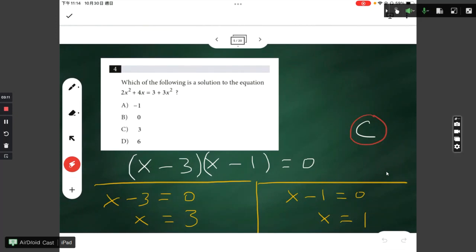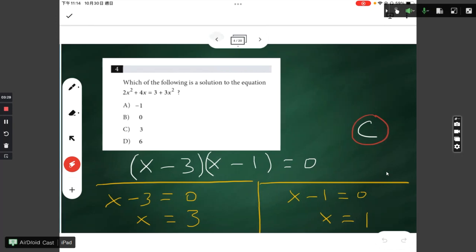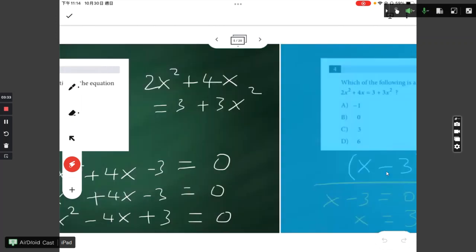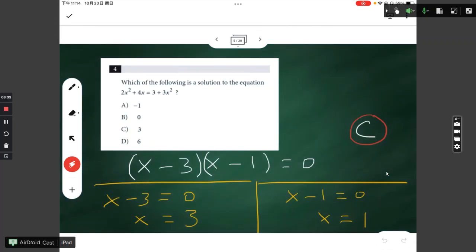And then the middle term was minus 4x, right? Where does that come from? You multiply these two together, you have minus 3x. You multiply these two together, you have minus x. So minus 3x minus x, you have minus 4x. Minus 4x is here. So we have mentally verified that this factorization will give us the original quadratic equation.